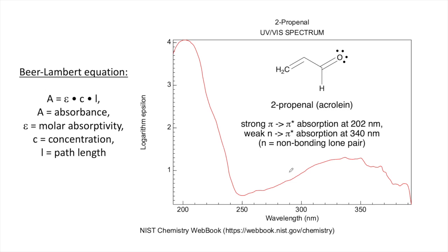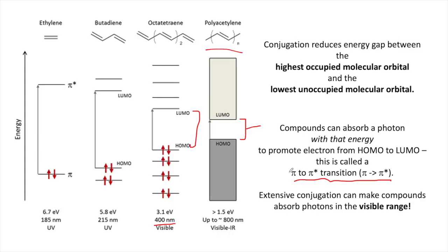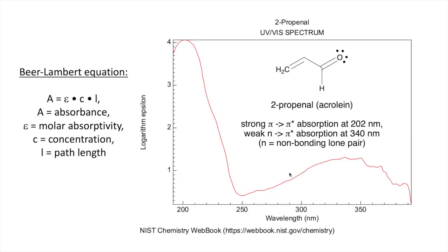We've actually got molar absorptivity, and we can see the peak here at 202 nanometers. That's our strong pi to pi star absorption, because we've got some conjugation in this system, right? It's similar to the butadiene that we saw on this slide. But we also see a smaller peak at 340 with a lower molar absorptivity.